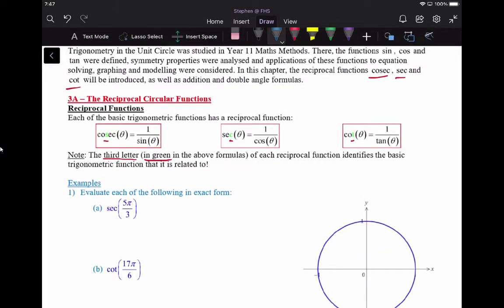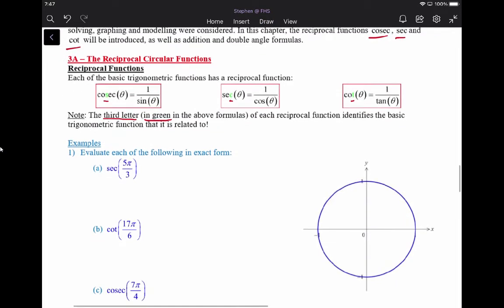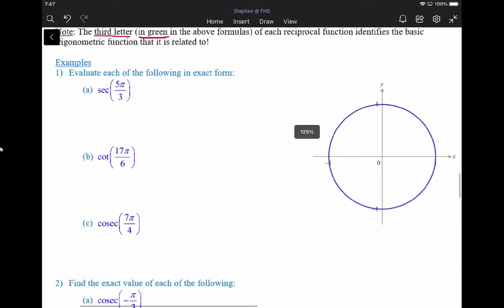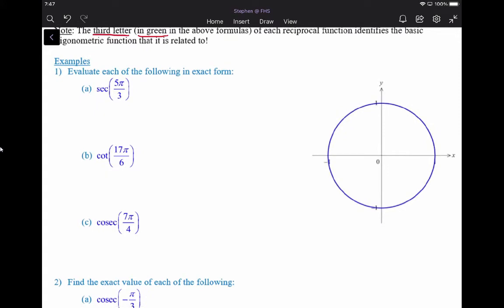Right, so without any further ado, let's jump into our examples. And I've got a little unit circle here as well to help us with some symmetry. So, question 1a. Evaluate each of the following in exact form. So we have sec of 5 pi on 3. First things first, we need to relate it back to the original circular function. The third letter is C, so it's 1 over cos of 5 pi over 3. Right, so that's the first step to do, just relate sec back to cos.